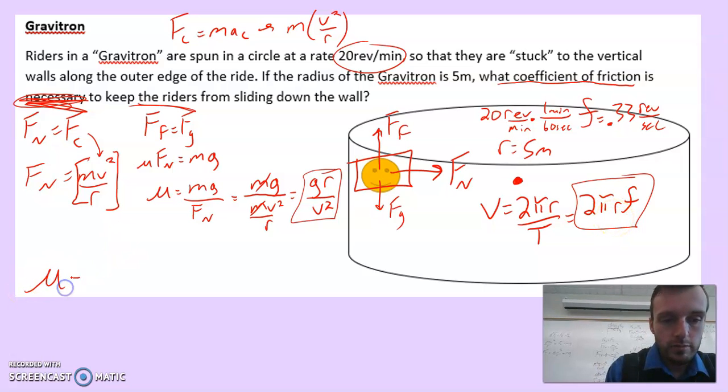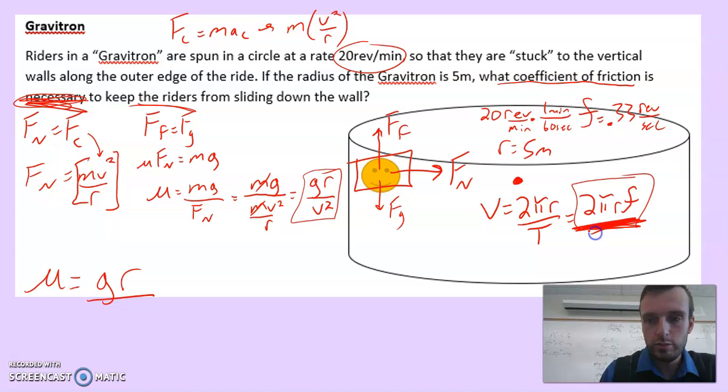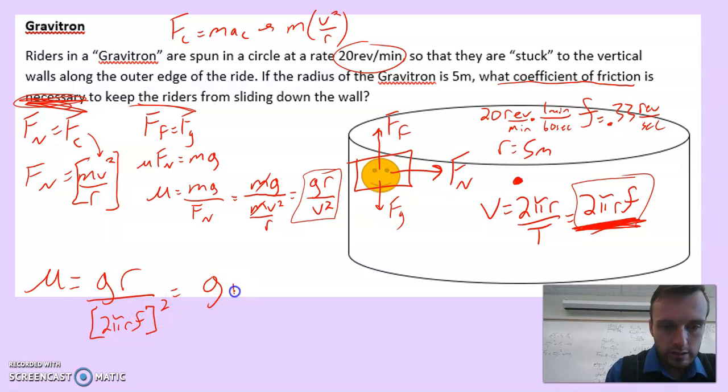Let's finish this up. Mu equals gr over, all right, now our v is this right here, 2 pi r f. But that whole thing is squared. So 2 pi r frequency squared. So that's going to be gr over 4 pi squared r squared frequency squared.